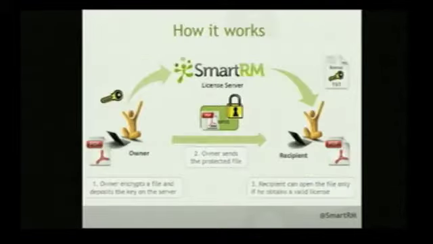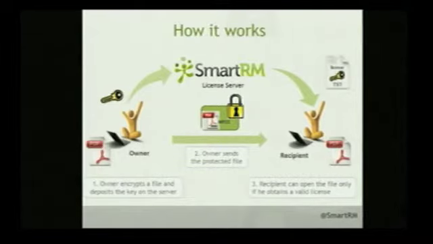Okay. Just to keep it short, basically, you drag a file to SmartRM, we encrypt it, create an encrypted version, and send the key to a server. Anybody who wants to open an encrypted file has to ask a server for a valid license. No license, file can't be opened.